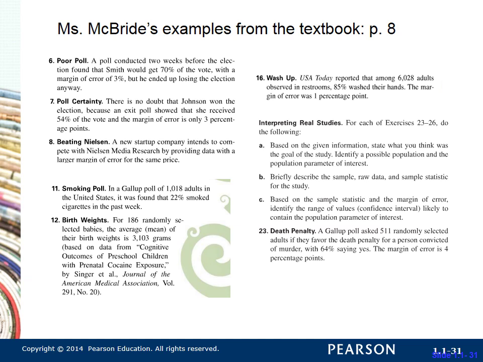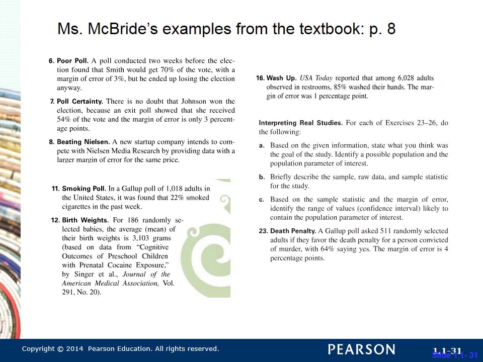So I can see my sample is 1,018 adults in the United States. Therefore, my population would just be all adults in the United States. You can just replace that number with the word all. So population, all adults in the United States.